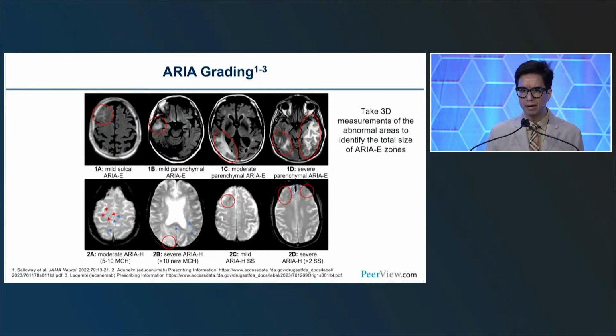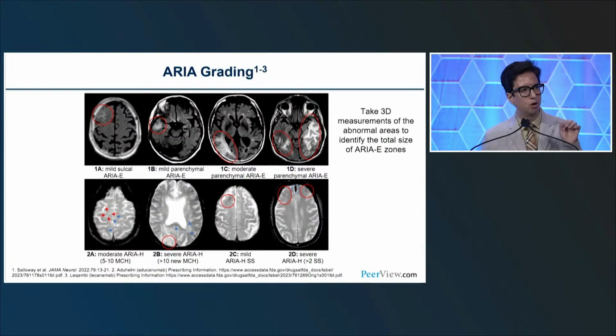And so again, in terms of grading, we see examples here. We can look at the different measurements. And again, in terms of mild ARIA-E, you can have sulcal FLAIR high signal, while with moderate, it can be parenchymal. And then of course, same thing with the hemorrhages, 5 to 10 is moderate, greater than 10 is severe. So again, the other thing to note in practice is these hemorrhages can be tiny.